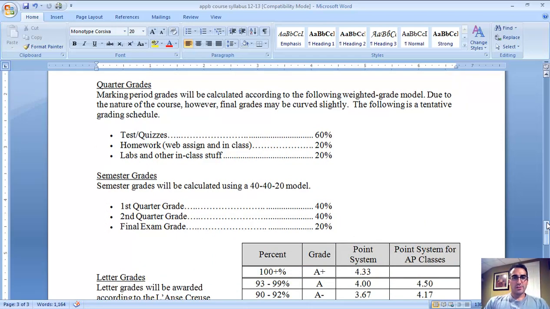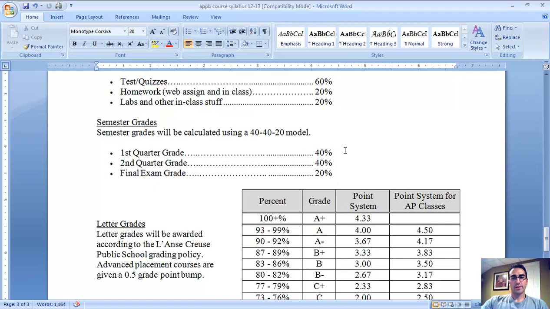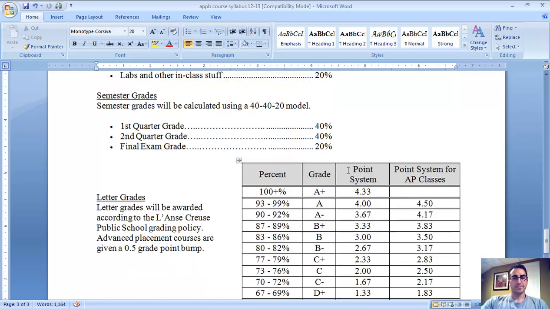The quarter grades are broken down. I changed this. In the past, tests and quizzes were 70%. I cut it down to 60 and added those weighted percentages to the homework and labs. So homework would be 20%, and this includes the WebAssigns and all the in-class stuff that we do. The labs and activities and other in-class stuff that we do together would be another 20%. So total of 100% for the quarter. And just like all your other classes, the breakdown for the semester should be 40, 40, 20.